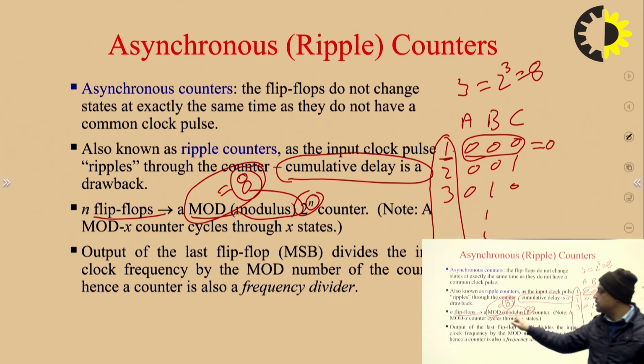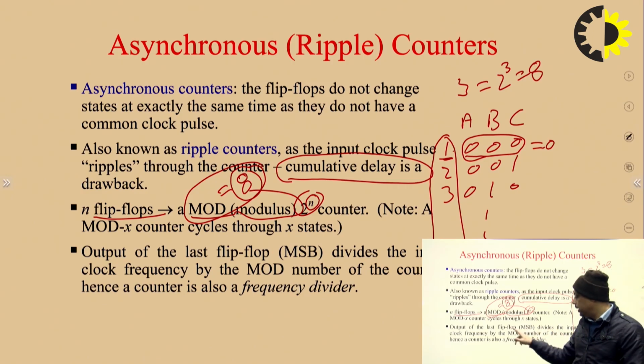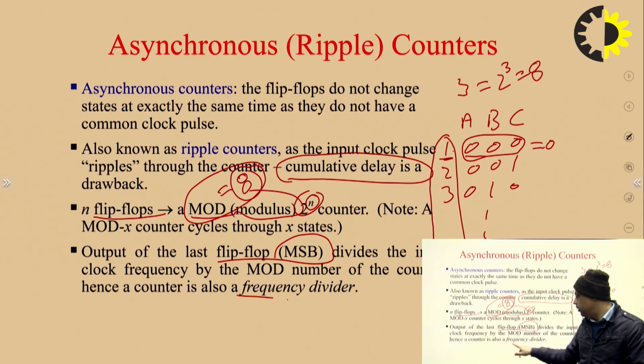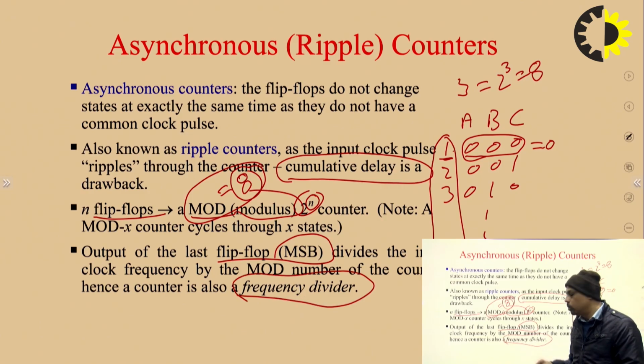This mod number is nothing but the number of states. So we can say that for mod 8, we have 8 states, from 0 to 7. That is the difference between the count output and the number of states a particular counter can perform. The output of the last flip-flop, that is the MSB, divides the input clock frequency by the mod number of the counter, and hence a counter is also known as a frequency divider.